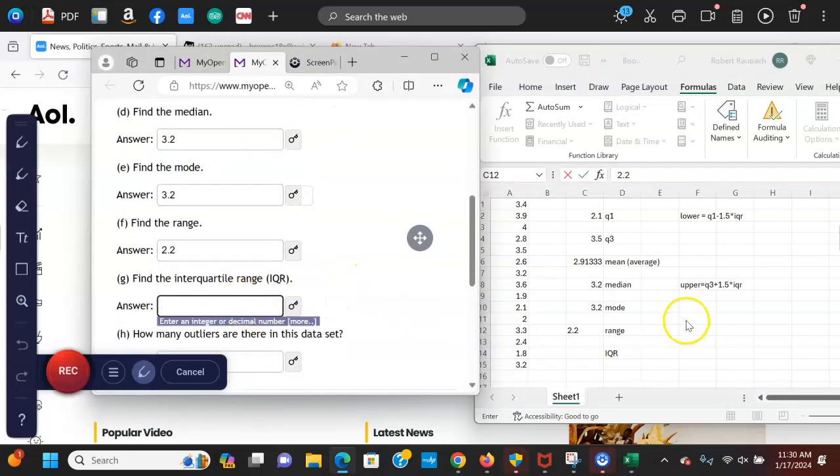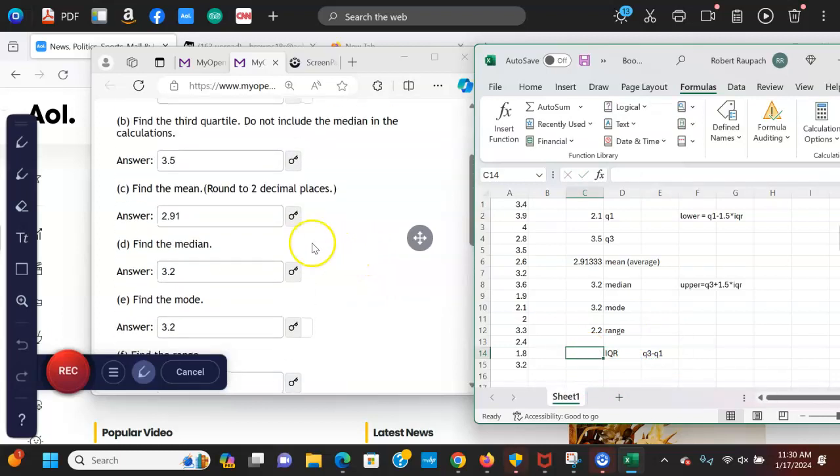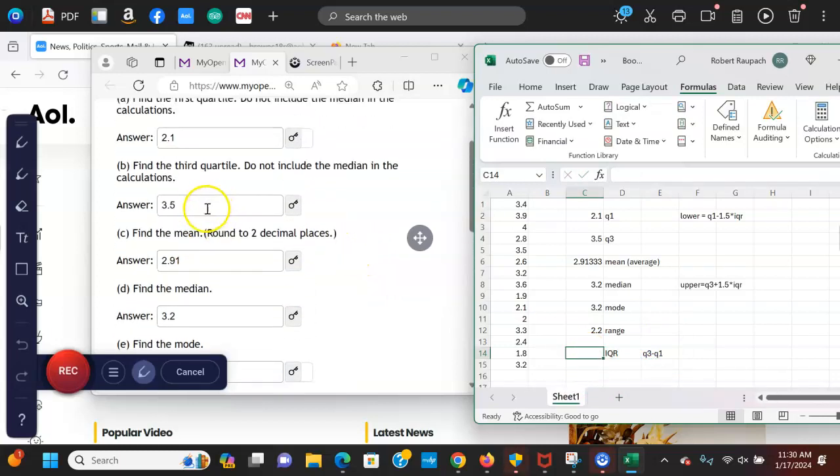Okay, now the IQR is simply Q3 minus Q1. So if you do Q3, 3.5 minus 2.1, 3.5 minus 2.1 is 1.4, right? Okay. All right.